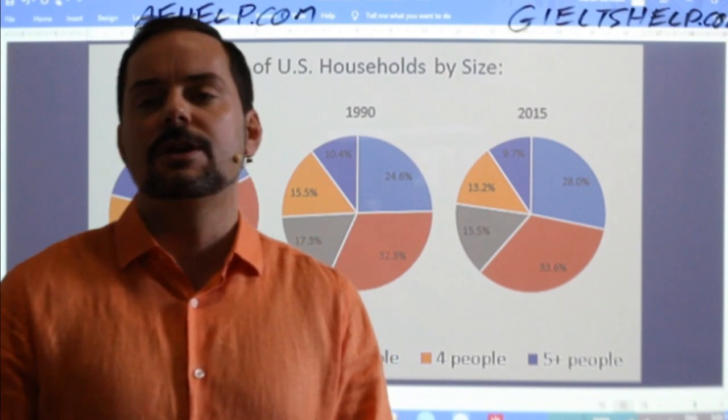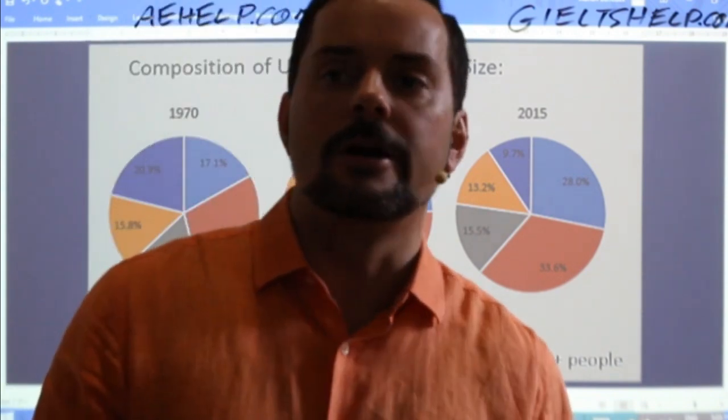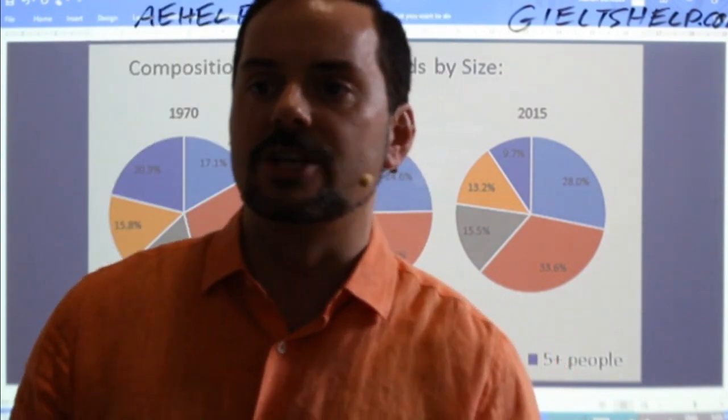So what do you think is the number one mistake when people are reporting on pie charts?